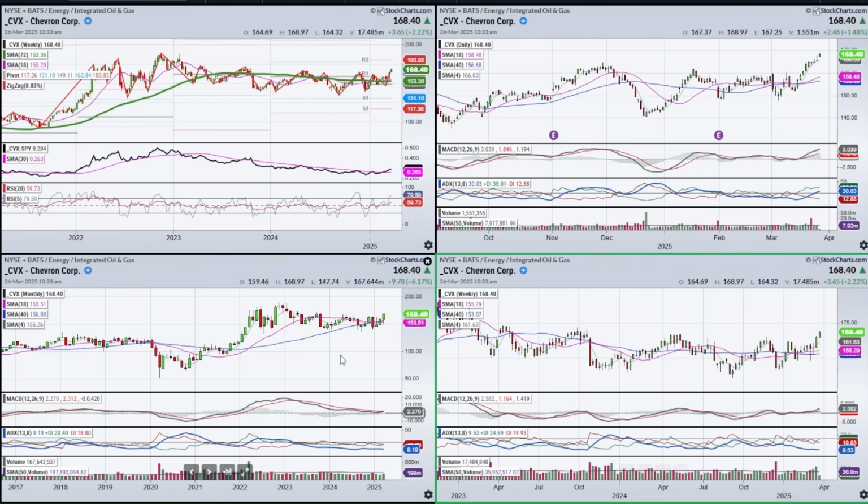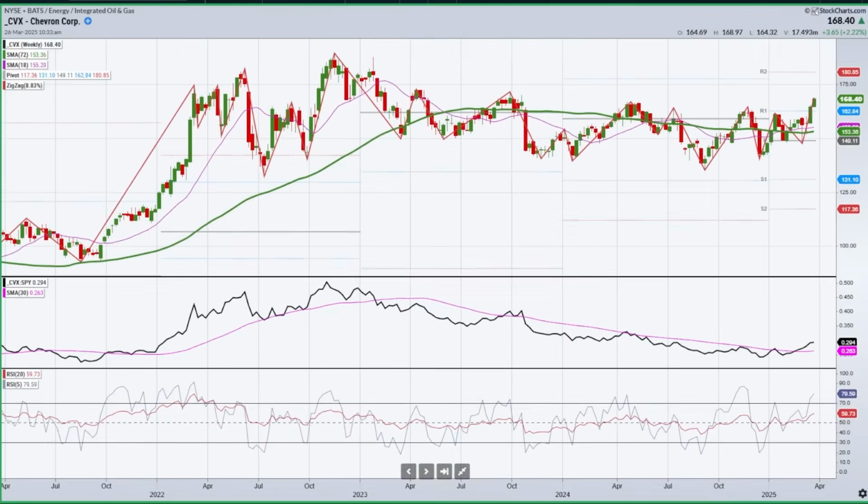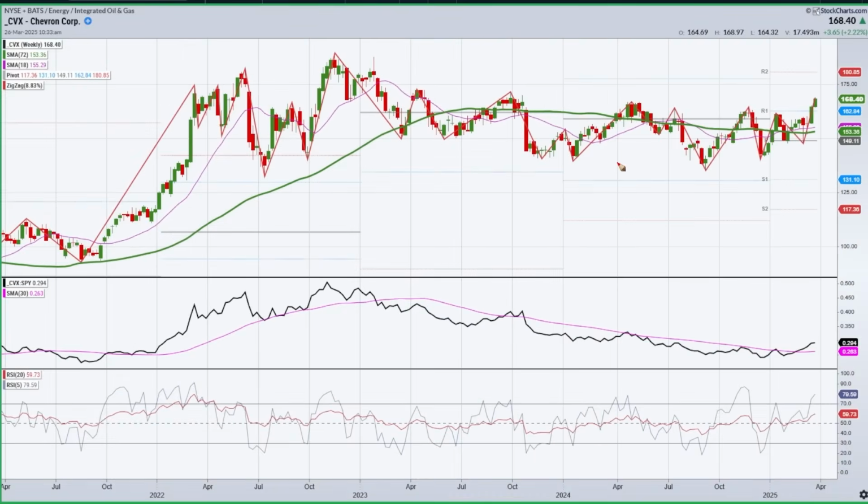CVX, look at what's taking place here. So think about this. We like what's taking place on the weekly chart because you see this inside swing. Let me just explain this really quickly. We formed an inside swing. This is something I talked about with my subscribers. So we have this swing high, this swing low, and this swing high. And if you notice, we made a higher swing low and then a lower swing high. That's an inside swing.